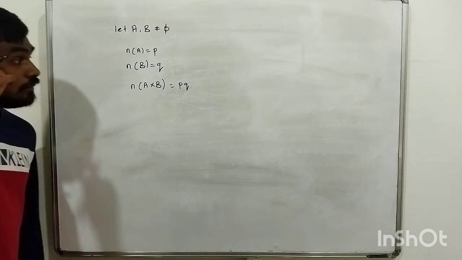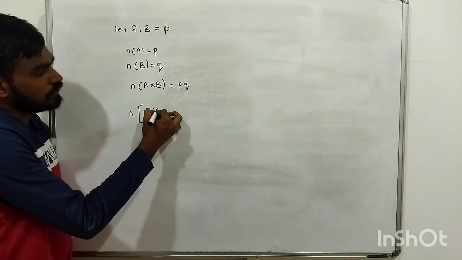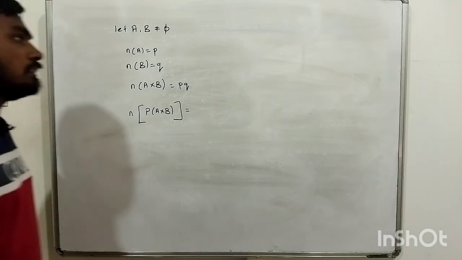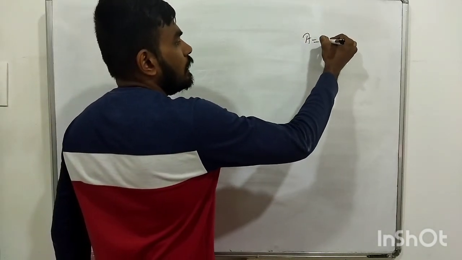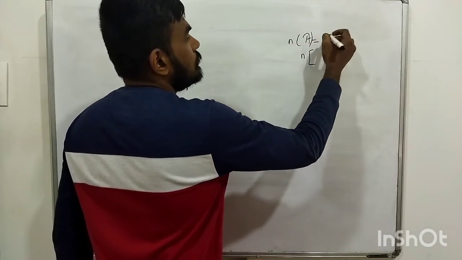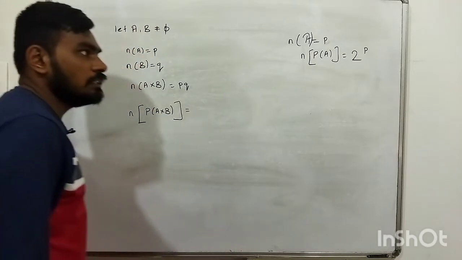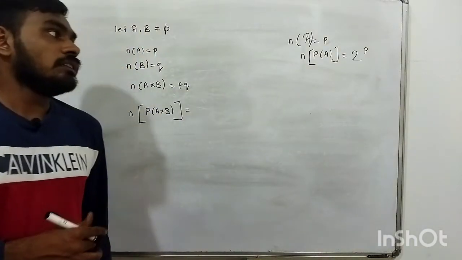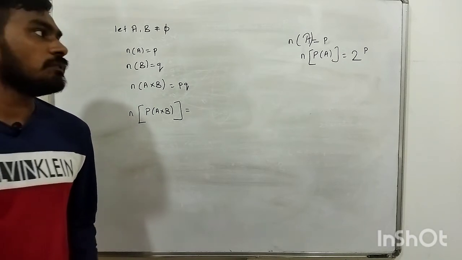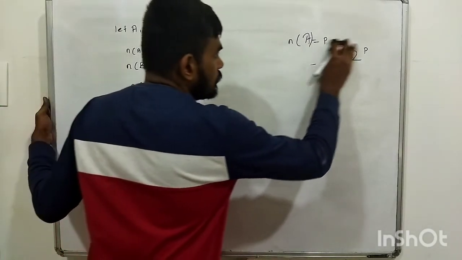Now, the number of elements of the power set of A cross B. This you all know; we have discussed the power set in the lesson on sets. If the number of elements of A is equal to P, then the number of elements of the power set of A is 2 raised to P. What is the power set? The power set is the set of all possible subsets of A.